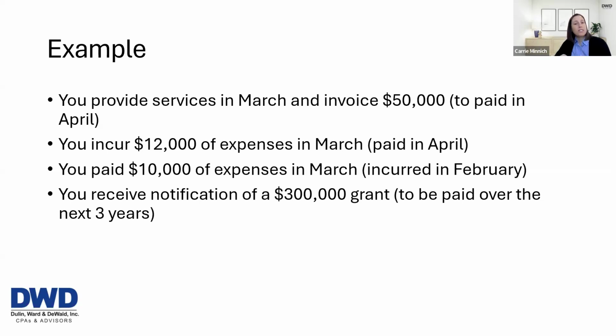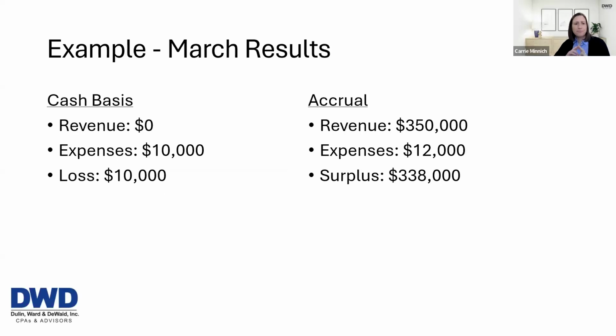Also in March, you received notification that you're going to get a $300,000 grant from a local foundation that's going to be paid over the next 3 years. So it was only an award letter. They didn't make any payment on that grant. So if we keep these items in mind and we look at two different organizations that follow two different bases, the cash basis and the accrual basis, you can see that the same transactions apply to both of these organizations.